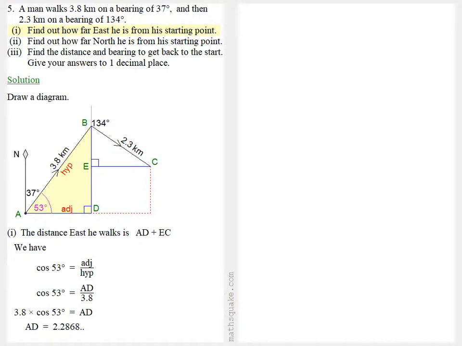Now we also want to work out the length EC. So we look at the triangle BEC. In the triangle we have the angle EBC is equal to 180 minus 134, which is 46 degrees. And in the triangle BEC, the angles add up to 180, so the angle BCE must be equal to 44 degrees. Now we can work out the length EC.